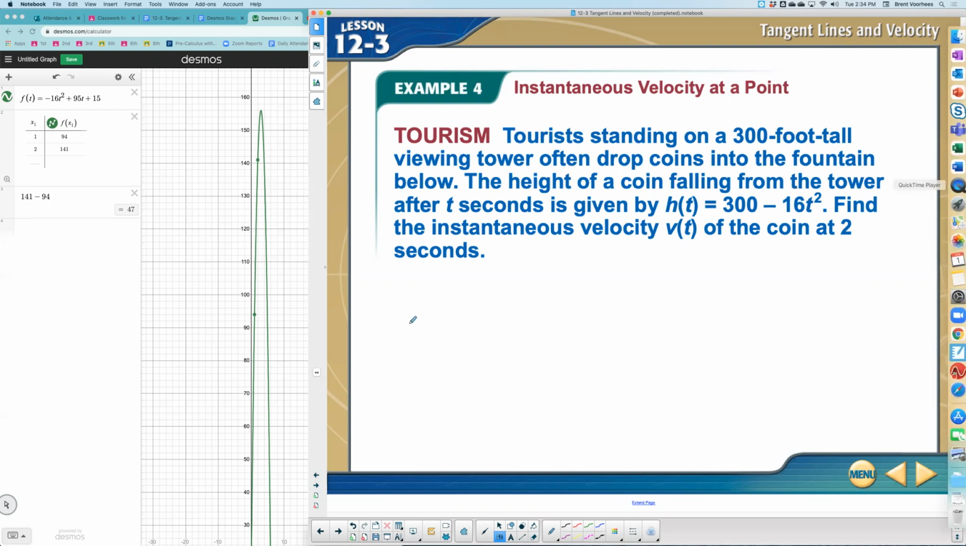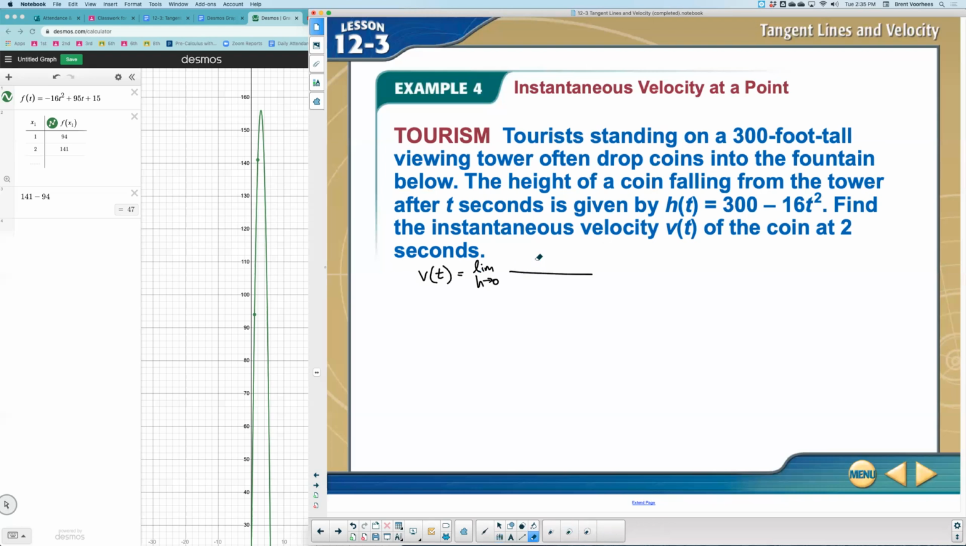And so here's the idea. We want to find the instantaneous velocity, and according to the formula in the previous slide, that would be equal to the limit as h approaches 0 of this function h of t. We need to write h of t plus h. I'll just write it out in function notation first: h of t plus h minus h of t. That's going to be our formula.